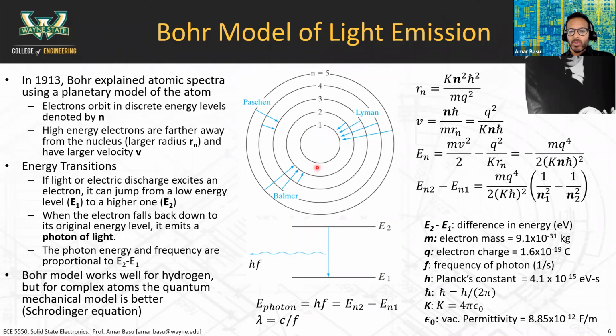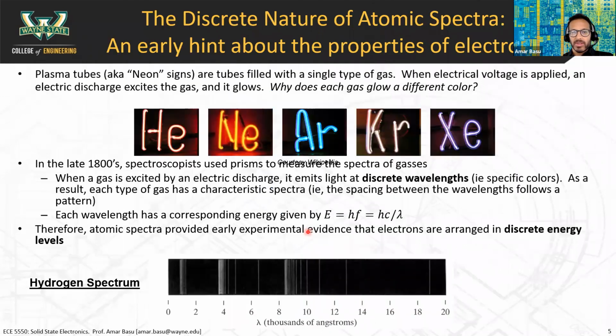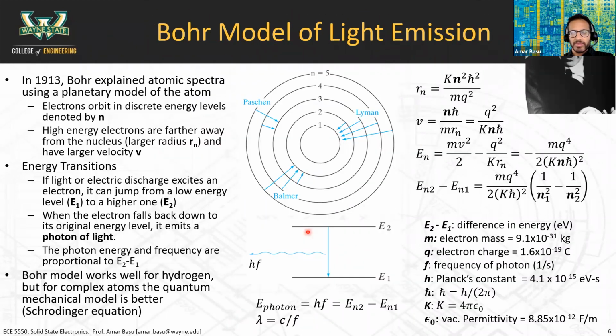So energy level 1 will occur at a very specific radius. Energy level 2 will occur at a very specific radius. And different atoms will have different radii for their energy levels. So how does this relate back to the Bohr model? I have another slide on that. We'll get to that in a second.